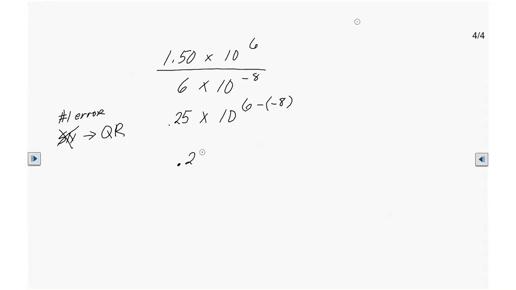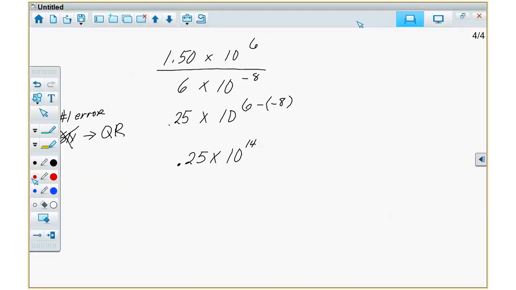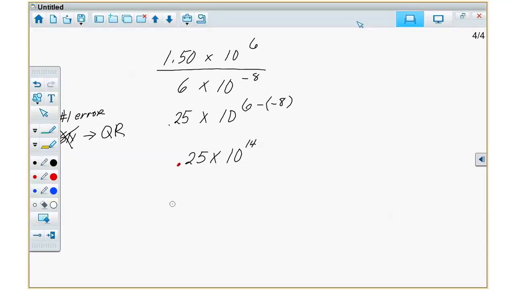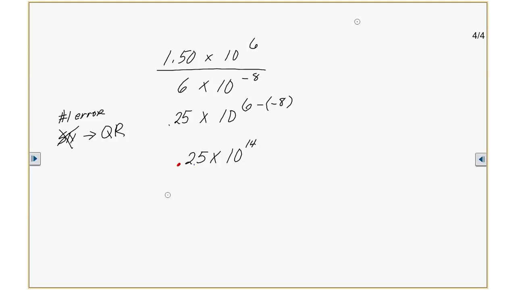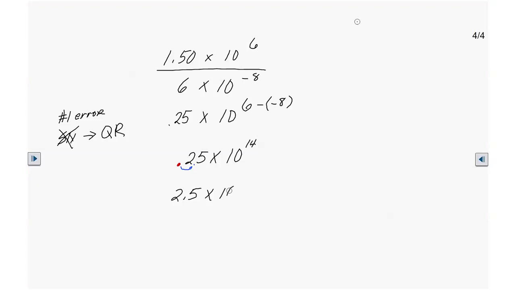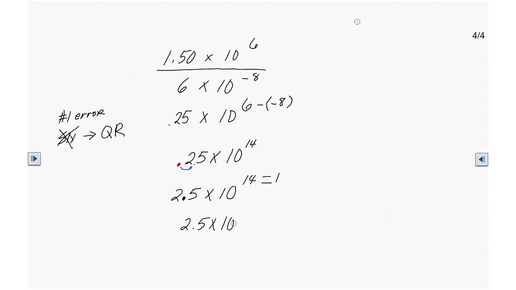So 0.25 times 10, 6 plus 8 is 14. Right now, the decimal is right here. Where does it need to be? It needs to be right there, so one place. So we've got 2.5 times 10 to the 14 blank 1. Which way do we move this decimal in our heads to get it back the way it was? To the left. And that's 2.5 times 10 to the 13th power.